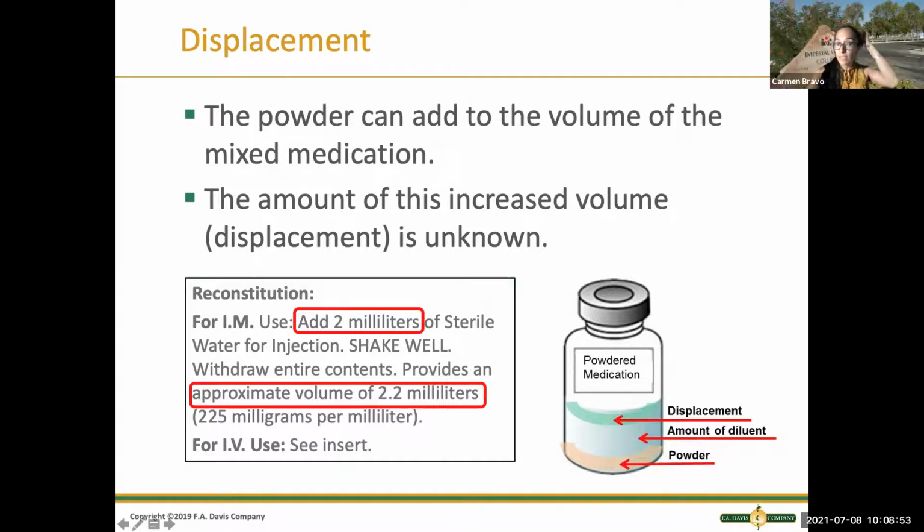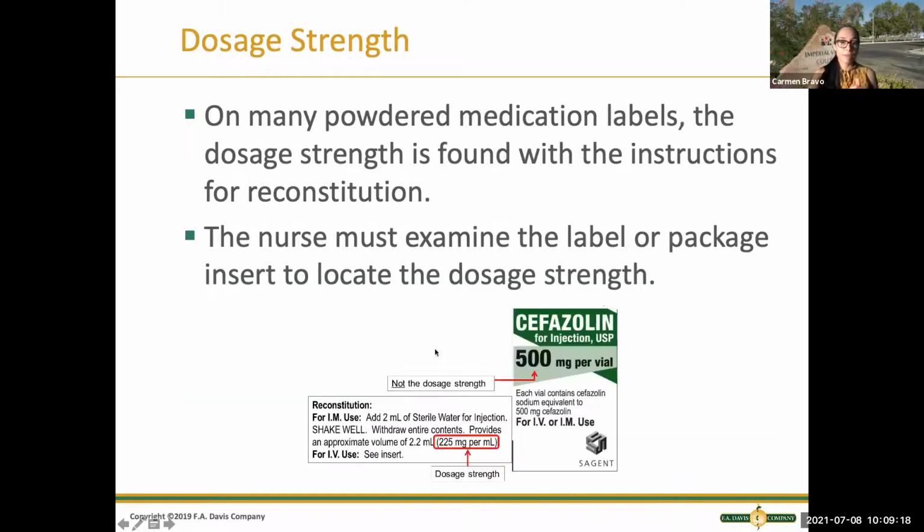So the remaining is called displacement, because we don't really know exactly. So it's not 100% accurate, but it gives you approximately this much, okay? So most of the time, there's always going to be a little bit of displacement in there. So we've got the powder, the diluent, and then the displacement, okay? So we have this other example of a dosage strength.